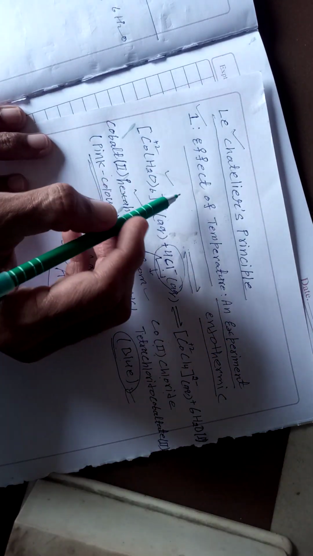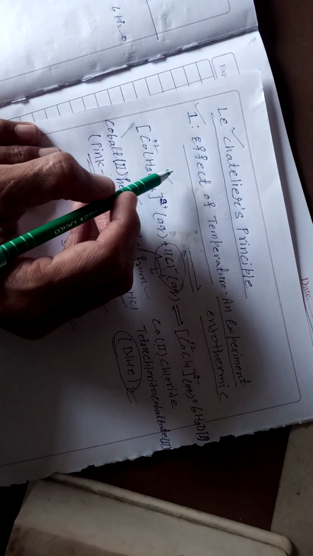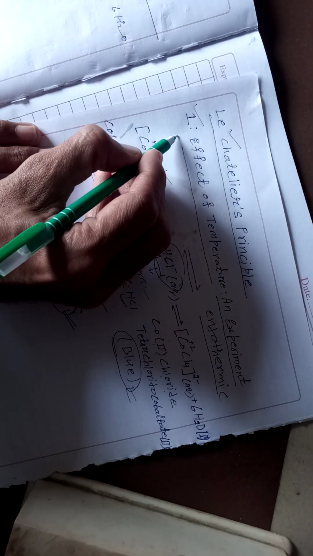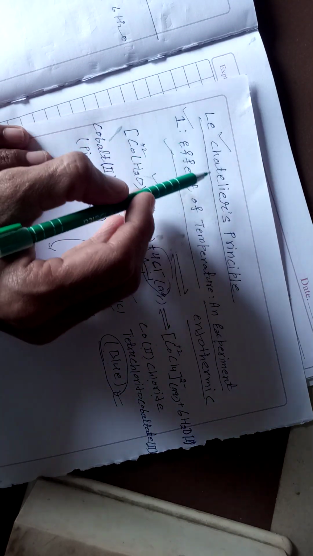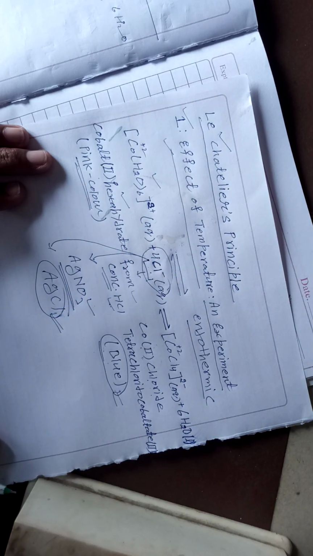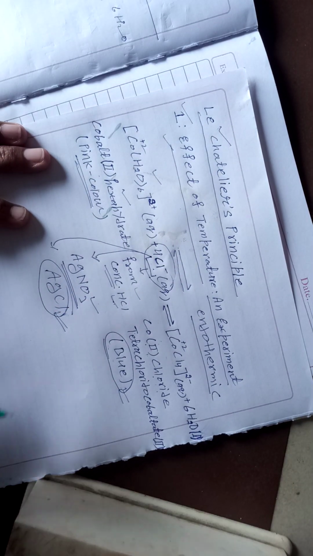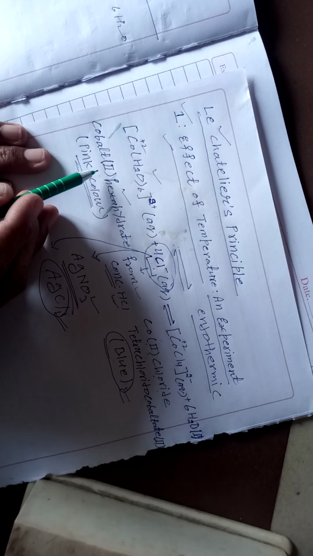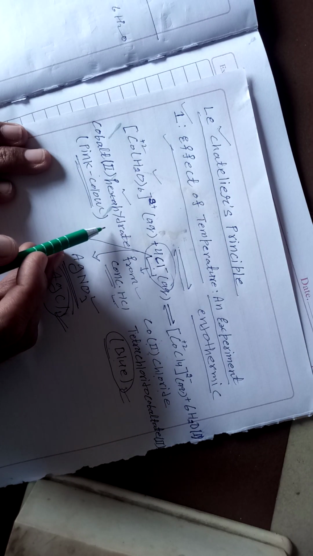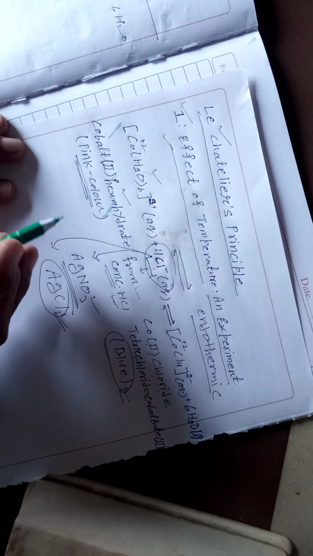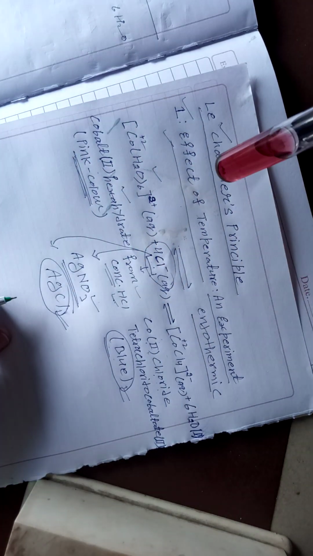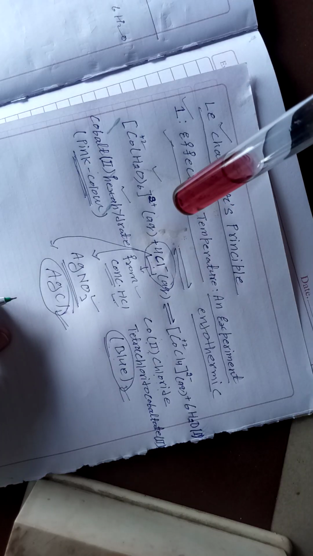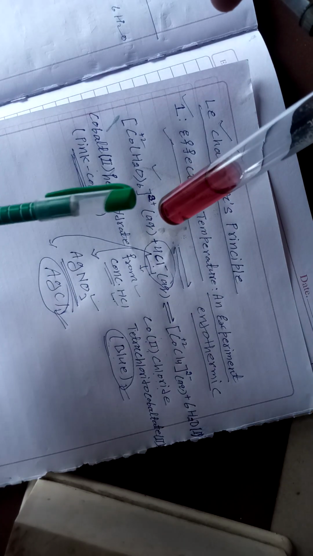Okay, so now we can understand the effect of temperature with the help of Le Chatelier principle. For this, in one test tube we can take cobalt(II) chloride hexahydrate, which is pink in color. So now this is cobalt(II) chloride hexahydrate, and you can observe that its color is pink.